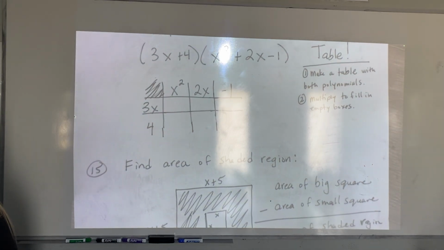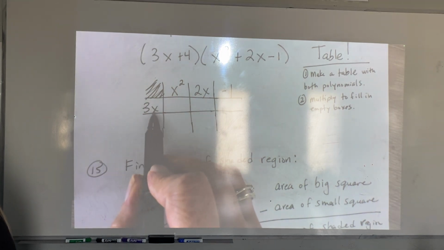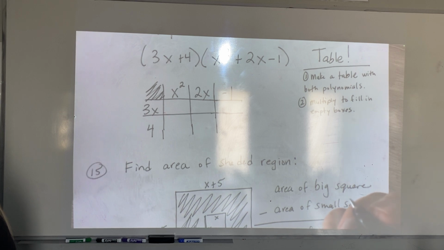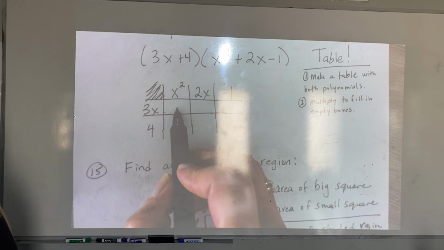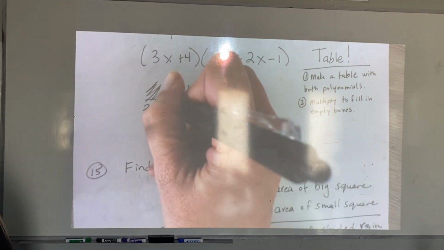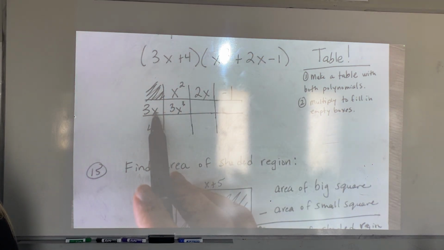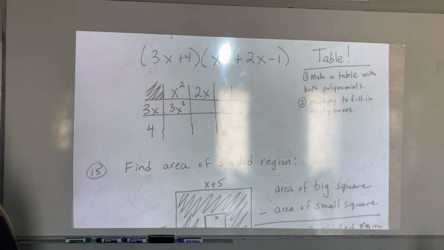So we're going to multiply using our rules, okay? To get this empty box, we multiply 3x times x squared. What will that give us? 3x times x squared will give us. Very good. 3x to the third. Remember, x times x squared is x times x times x. That's x cubed. Another way to think of it is adding the exponents because we're multiplying the same bases.